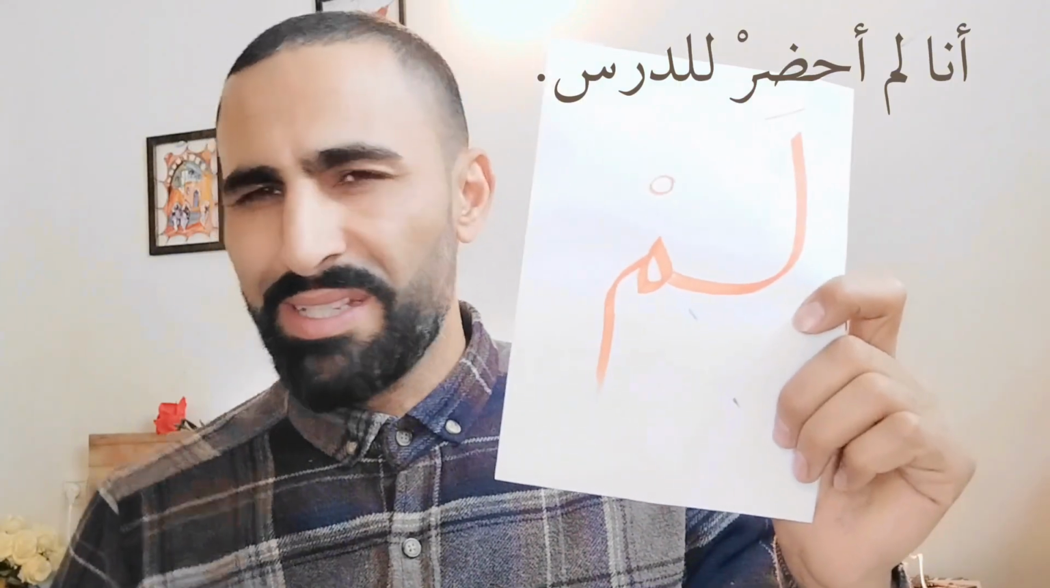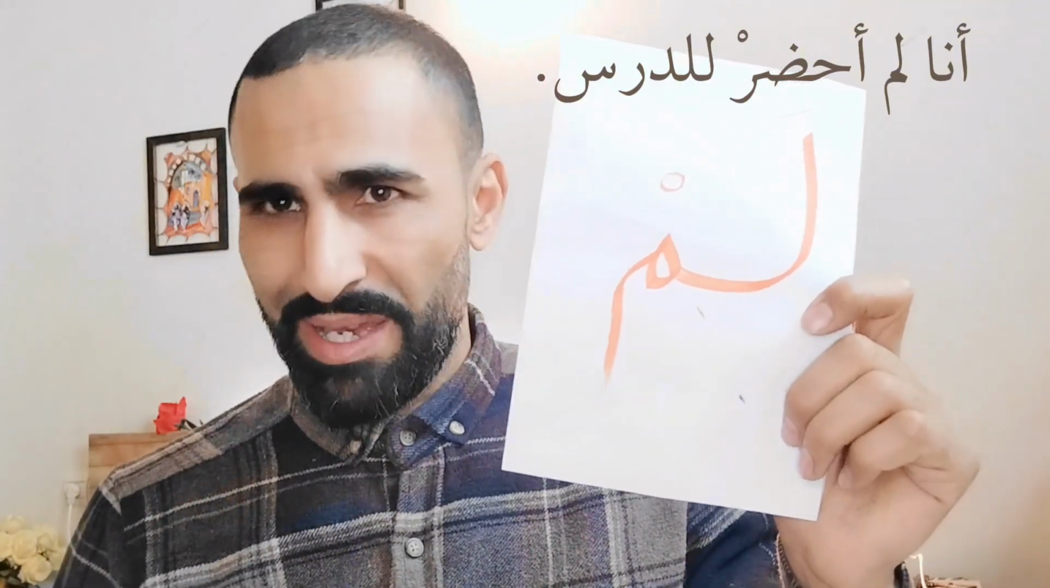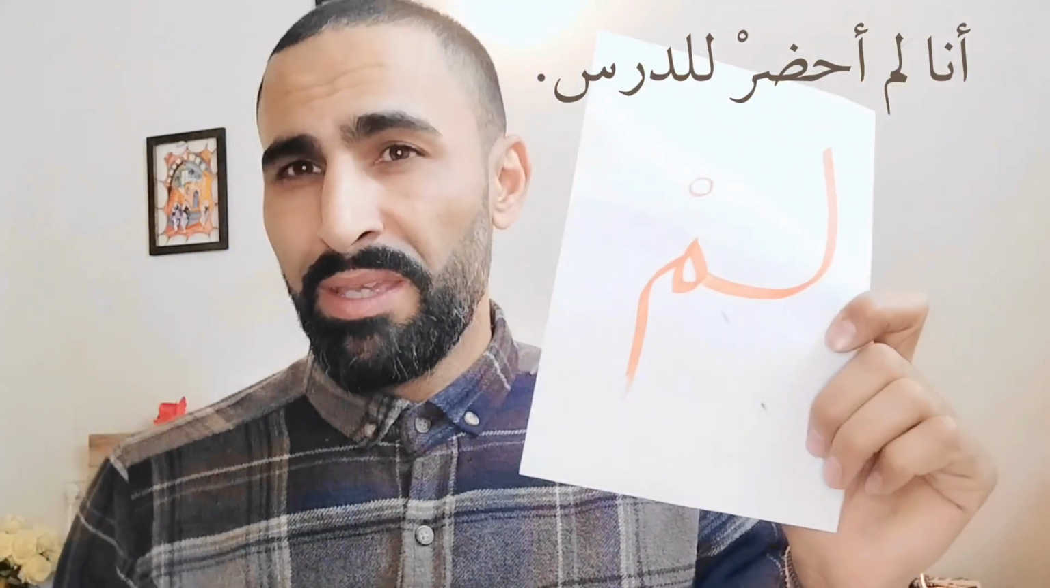Okay? Didn't. لم. Right? For example, أنا لم أحضر للدرس. I didn't attend the lesson. لم أحضر. Okay, we don't say لم أحضر or لم أحضر. We say لم أحضر. Okay, it should be مجزومة.